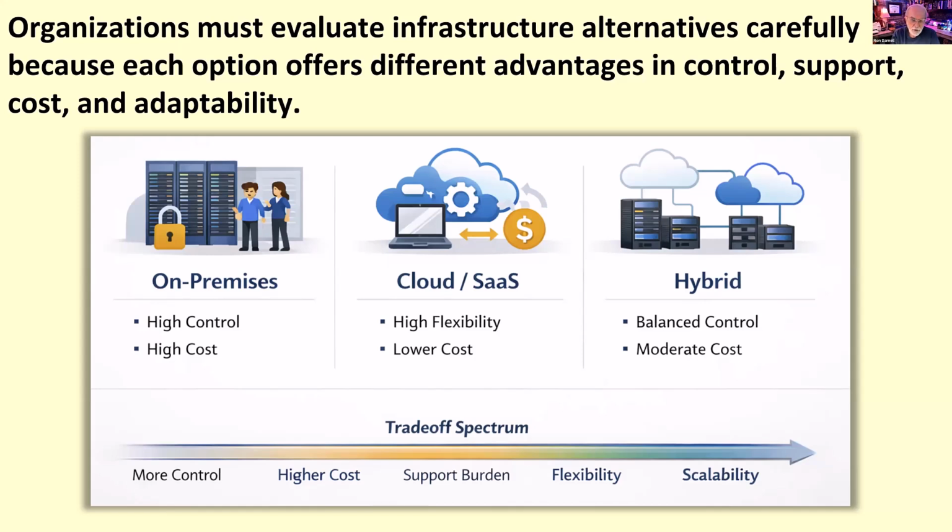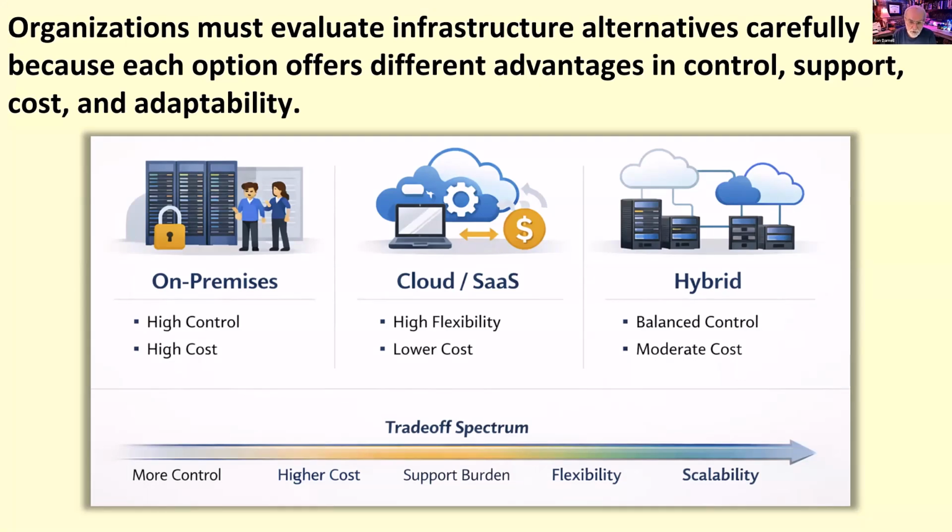Each option involves trade-offs. On-premise infrastructure often gives the organization more direct control over systems, data, configuration, and security practices, but also requires greater internal responsibility for maintenance, support, upgrades, and capital investment. Cloud and software as a service options may reduce the burden of managing physical infrastructure and may offer greater scalability and faster deployment, but they can also increase dependence on external vendors and reduce direct control over the environment.